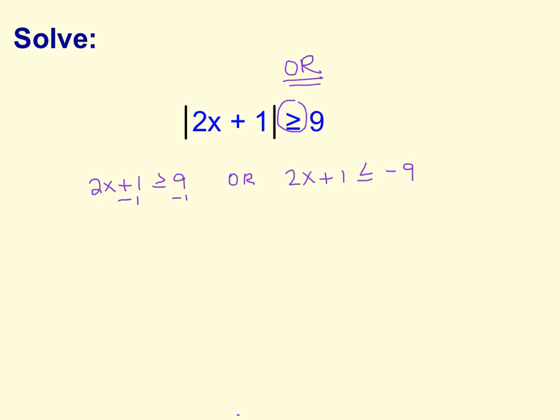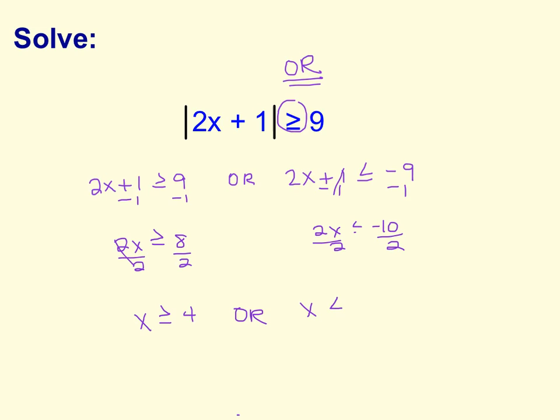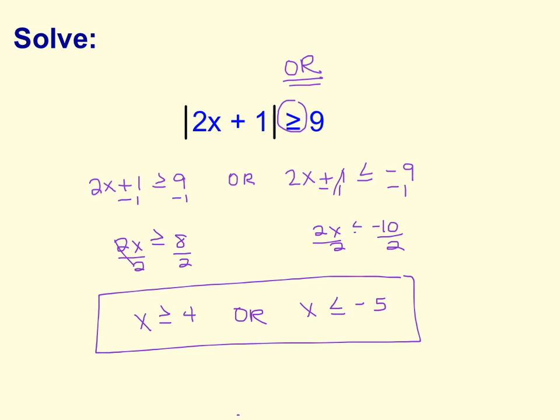We'll subtract 1. So we have 2x is greater than or equal to 8. Divide by 2. So x is greater than or equal to 4. Or, we'll do the same math, but our numbers will be a little bit different. 2x is less than or equal to negative 10. Divide by 2. x is less than or equal to negative 5. And that is solved.